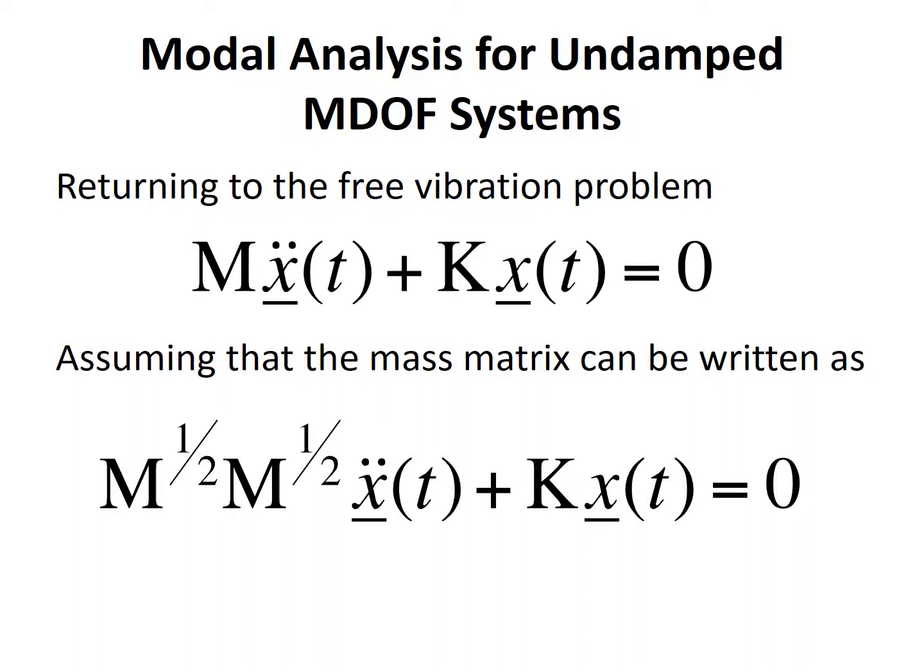Reducing the general expression for multi-degree of freedom systems to that of a free vibration problem results in the matrix expression m x double dot plus k x equals 0. If this matrix expression represents the vibration of a mechanical system, under almost all circumstances we can find the square root of the mass matrix, denoted M to the 1/2. Rewriting the mass matrix as the product of M to the 1/2 and M to the 1/2 yields the expression at the bottom of the chart. The two expressions on this chart are equivalent. We have simply rewritten the mass matrix in terms of its matrix square root.